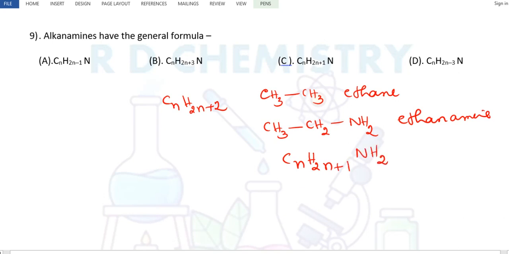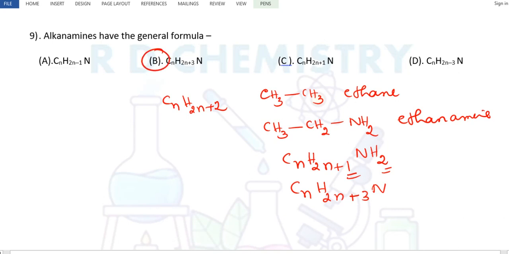Now we'll put them together. CnH2n, how many hydrogens are there? Plus 3 altogether, 1 plus 2 is 3. And nitrogen. So CnH2n+3N. Option number is which one?